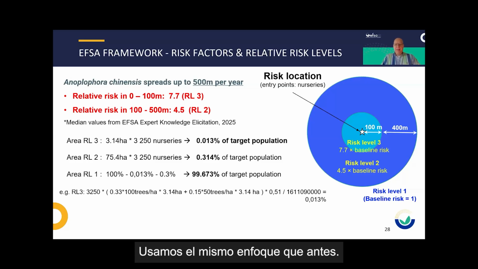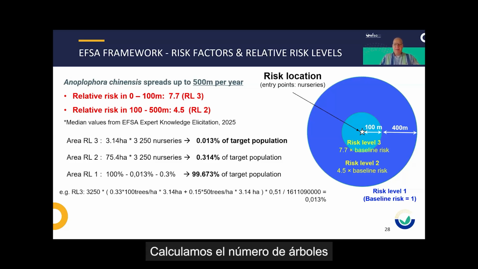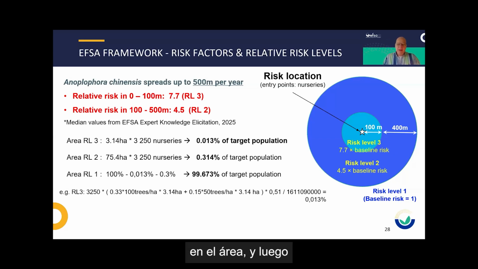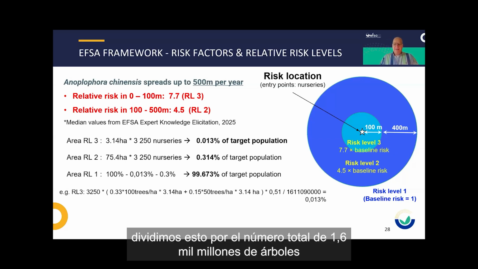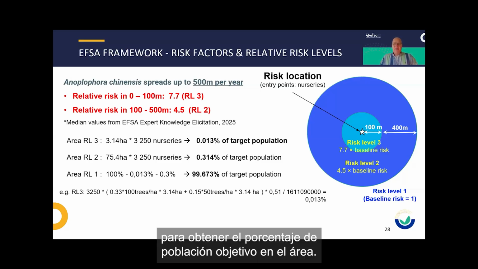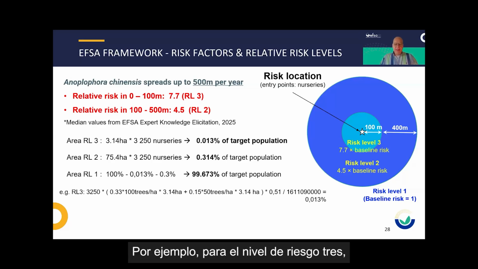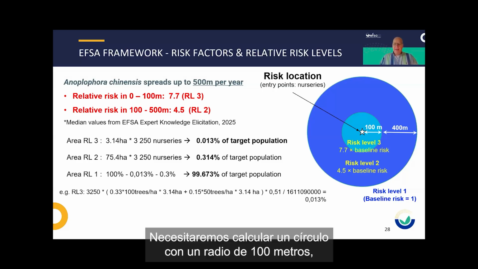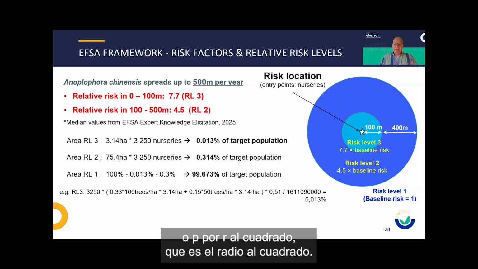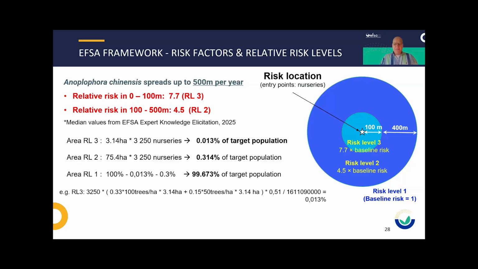We are using basically what we have done before. We are calculating the number of trees in a sub-area and then dividing this by the total number of 1.6 billion trees to get the percentage of the target population. For instance, for risk level 3, we have this 100 meter circle. That means we have to calculate a circle with 100 meter radius, and you know it's pi times r squared. So we end up with a 3.14 hectare area around the nursery.